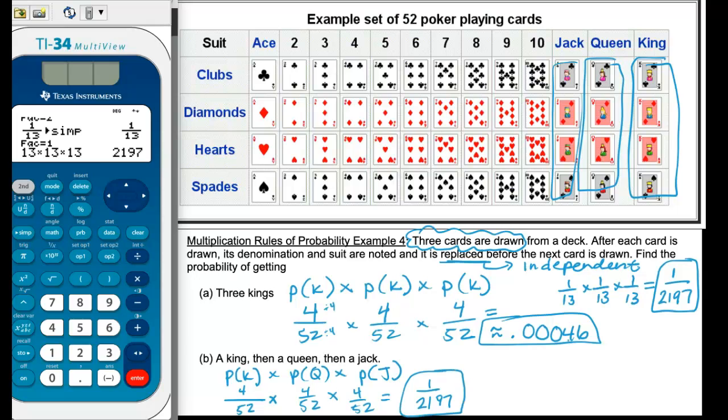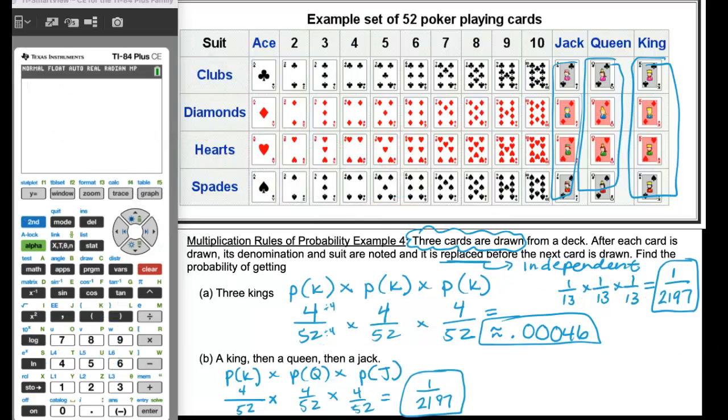I do want to show you real quick, if you have a graphing calculator, the nice thing about a graphing calculator is its memory is large enough that it can store all of this and give you the fraction. So you can just use parentheses around each fraction and the division sign to enter 4 out of 52 times 4 out of 52 times 4 out of 52.